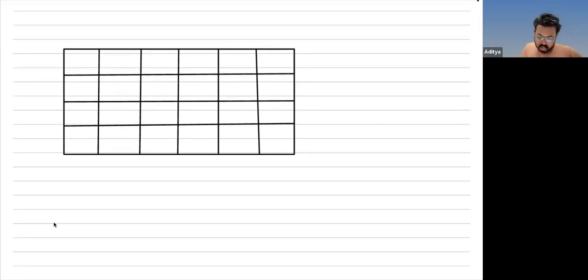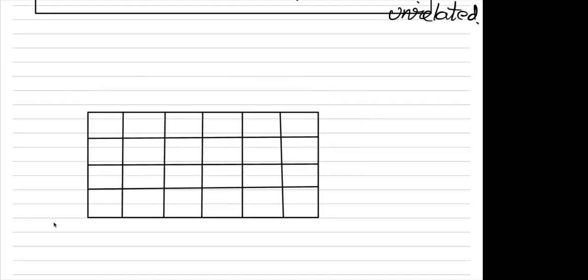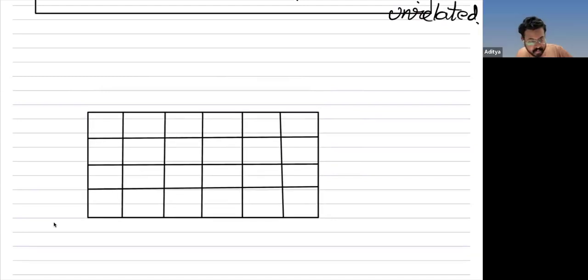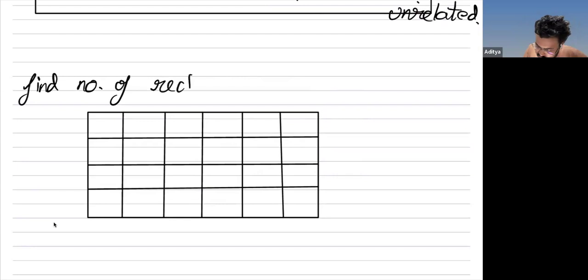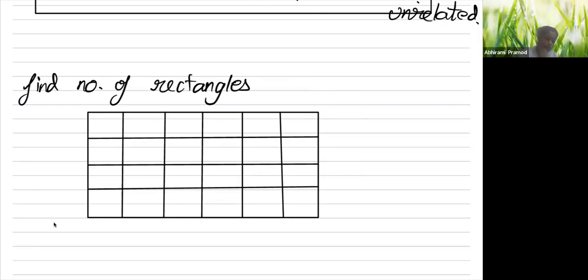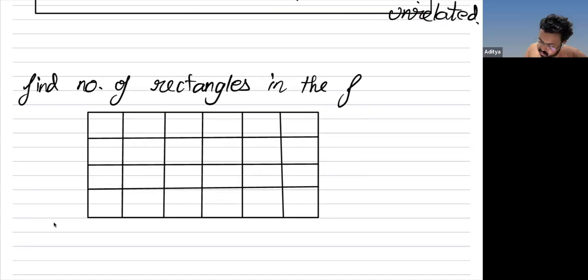No blocked point is there. No, you don't have to find paths. You have to find the number of rectangles. So the question has changed. Find the number of rectangles that you can find in the figure. Sir, 33? No, 33 is not correct. Pranamya, not correct.